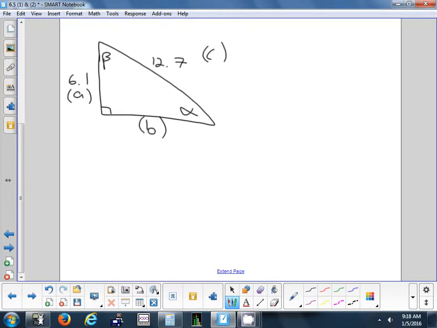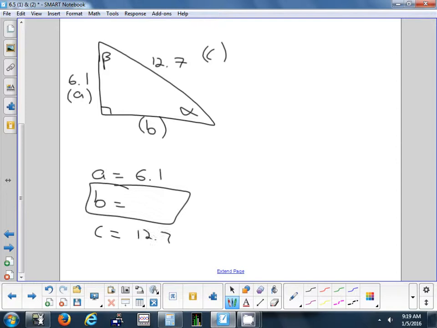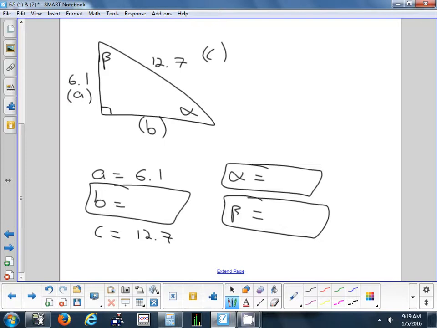All right, so let's write down what we know. A is 6.1. Okay, we have to find B. And C is 12.7. All right, let's see. Alpha we don't know, and beta we don't know. And of course, the right angle, that's always across from C.